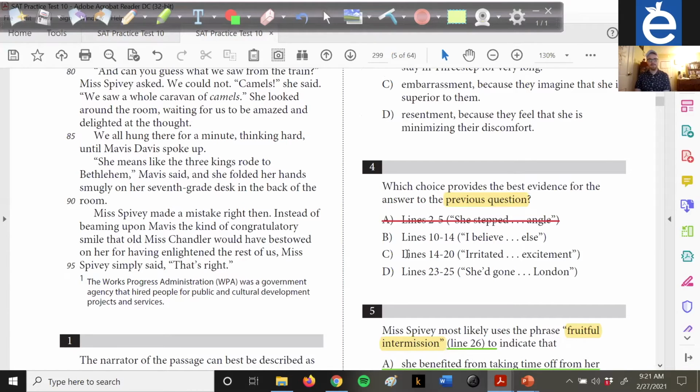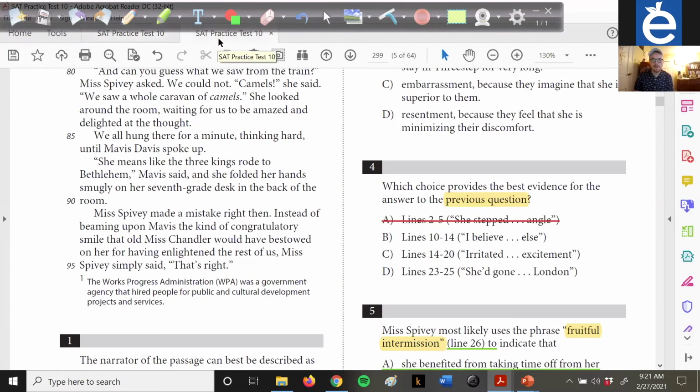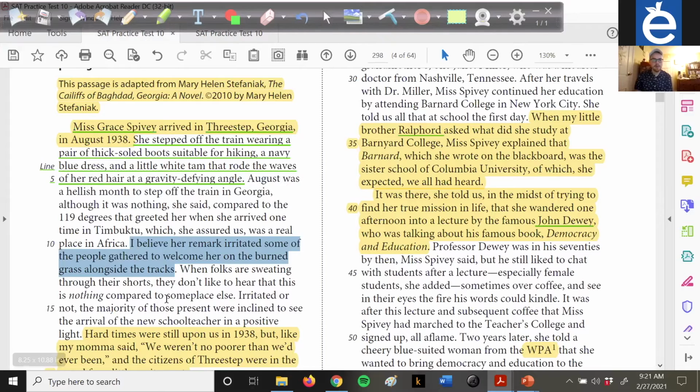Crossing it out. Lines 10 to 14, starting with "I believe" and ending with "else." I believe her remark irritated some of the people gathered to welcome her on the burned grass alongside the tracks. No, it keeps going. When folks are sweating through their shorts, they don't like to hear that this is nothing compared to someplace else.